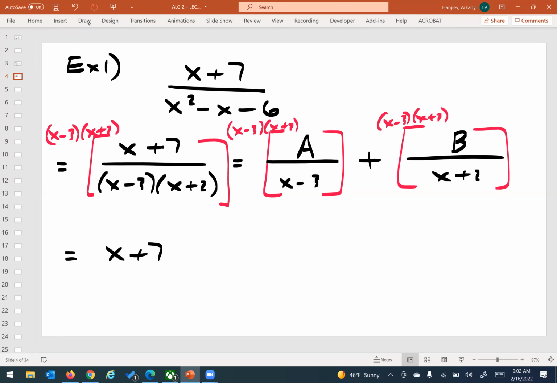This is just x plus 7, because those both fractions canceled. This one now is a times x plus 2. Tell me if you guys agree. This is b times x minus 3. A times x plus 2 and b times x minus 3.